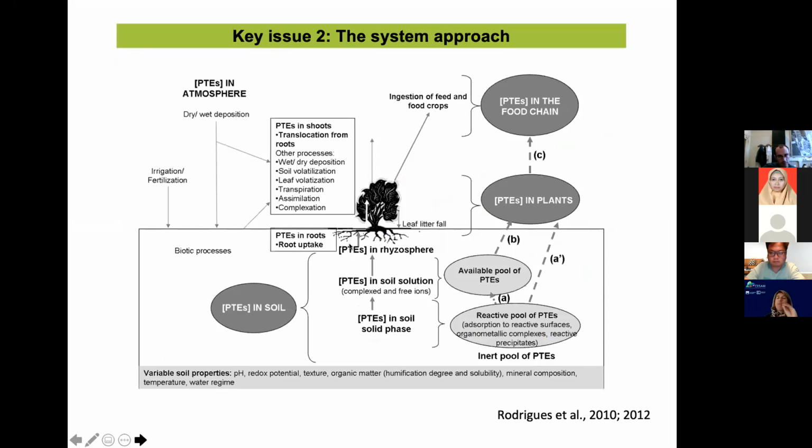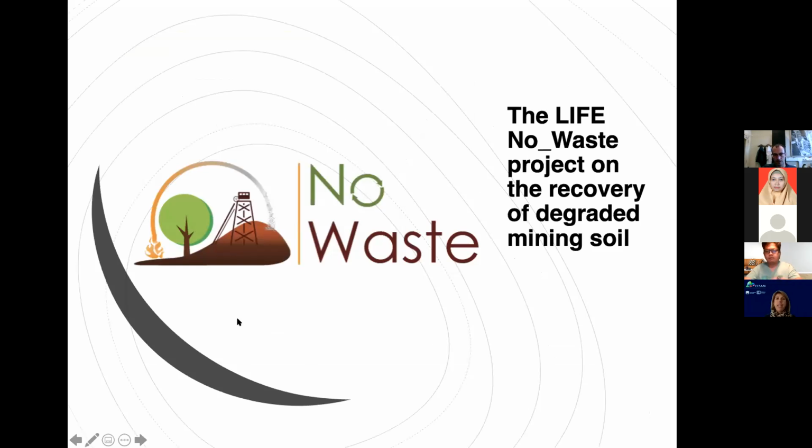So I will not go into many details on the processes that control the availability for plant uptake of metals in soils, but you may check the literature, and I'm happy also to send you additional information afterwards if needed. So as I said, we have an example that I would like to share with you today about an applied field test in which we use materials to recover mining soils and to control the plant availability of metals in soils. So what did we do?